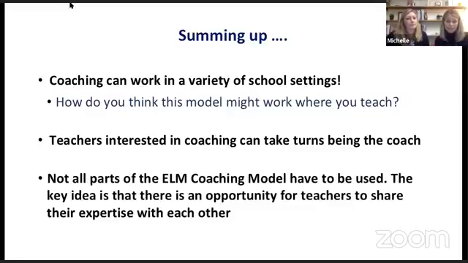Definitely. And we also should emphasize that the ELM coaching model is a great cycle to follow, but there may be pieces of it that you don't have to use. The second sharing out of instructional strategies might not be necessary. So you can decide how it fits best with your particular school setting and decide what pieces of it make the most sense where you are.